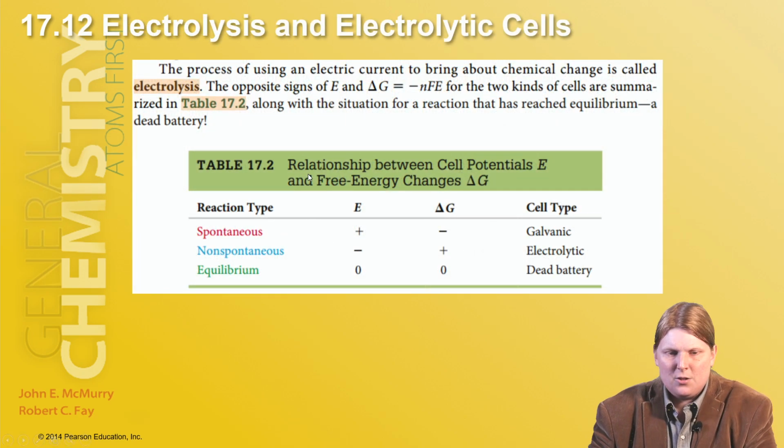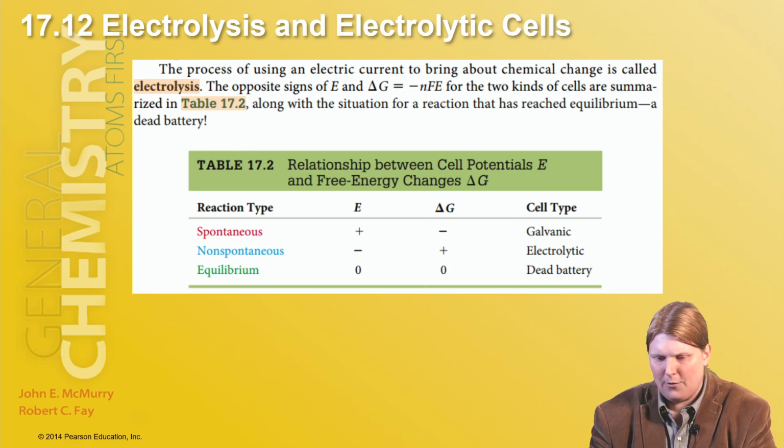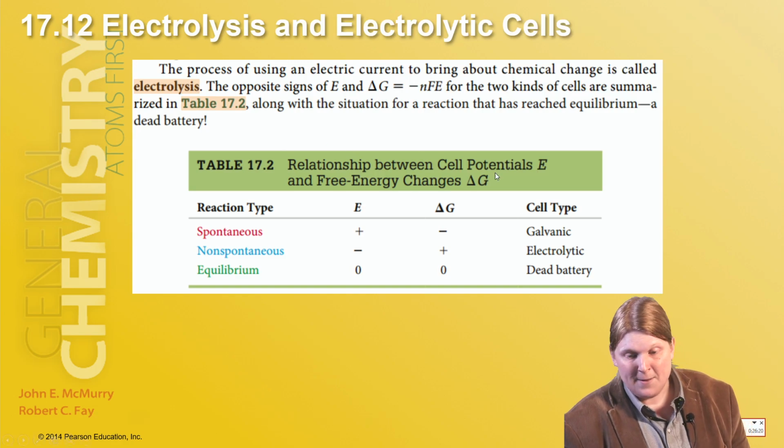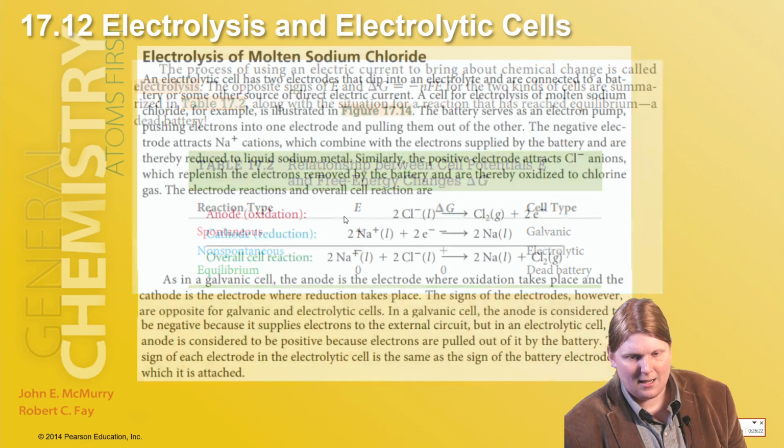So if we look into electrolytic cells, let's look at these cells. We talked about how galvanic or voltaic cells have a positive E cell and a negative delta G. A dead battery is 0. A non-spontaneous cell is also called electrolytic. It has a positive delta G and a negative E cell. So somehow we're going to have to supply power, to put in a voltage from some other source, in order to drive these non-spontaneous reactions.